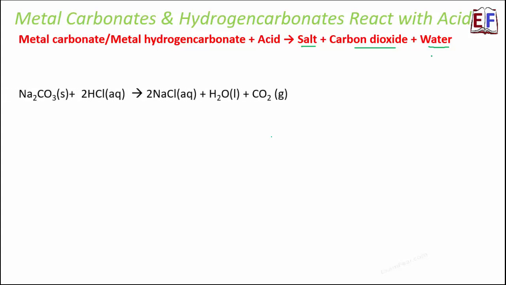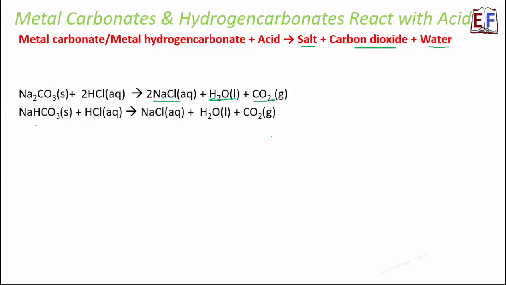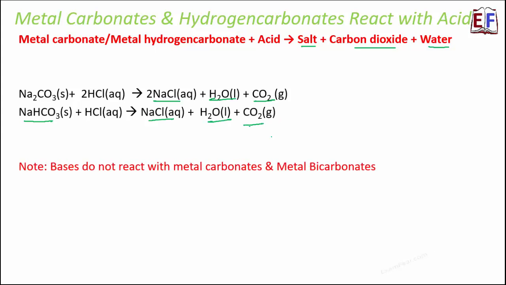So let's look at a few examples. Na2CO3, that is sodium carbonate, reacts with acid to form salt plus H2O plus CO2. Similarly, the bicarbonate or hydrogen carbonate, NaHCO3, with HCl forms salt, H2O plus CO2. An important point to be noted here is that bases do not react with metal carbonates or metal bicarbonates. Only acids react with these carbonates and bicarbonates, and bases do not.